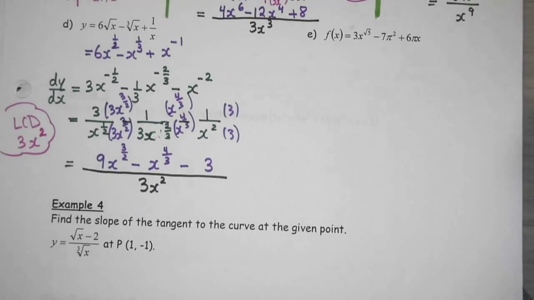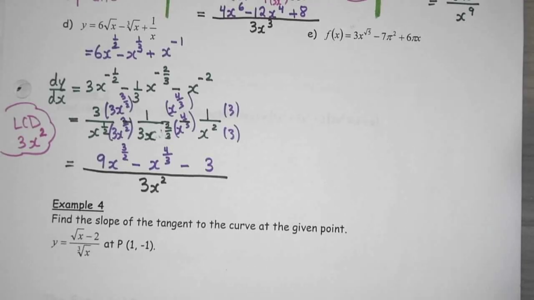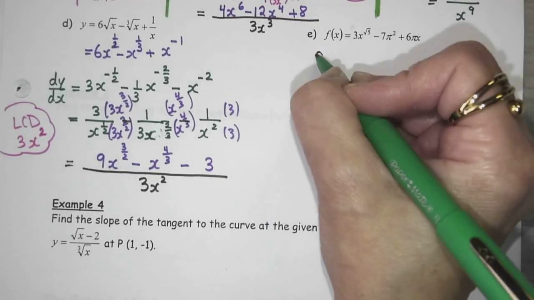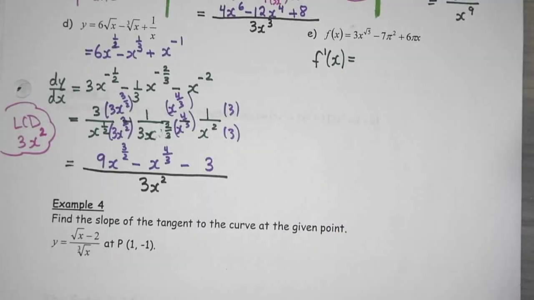Now, let's try it again. f of x is this. Is there anything I need to simplify first? Any brackets to get rid of? No. Any division? No. So I can go ahead and do the derivative. So this one, I would right away do f prime. I don't have to simplify. If you can't simplify, you're going to go right to f prime.